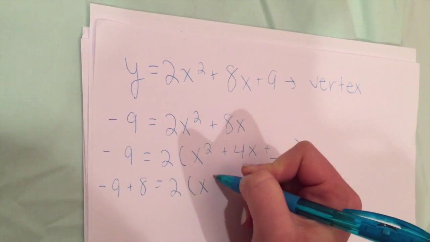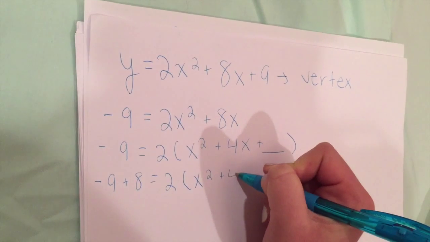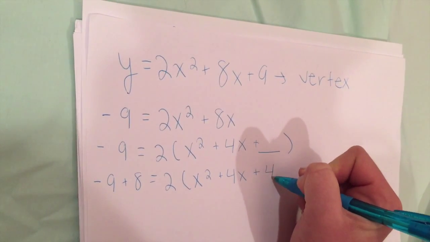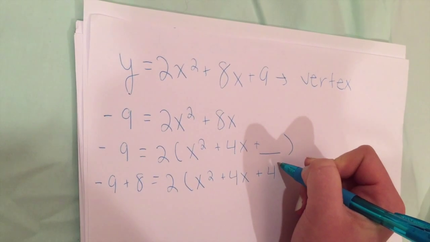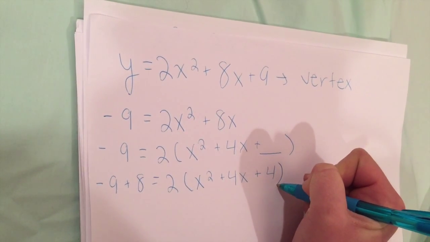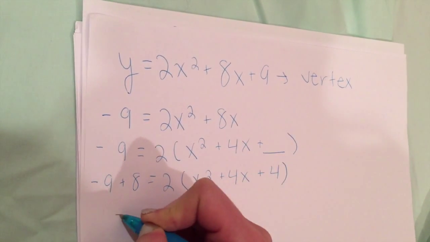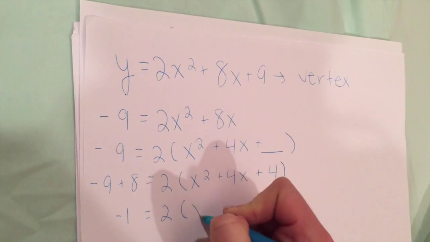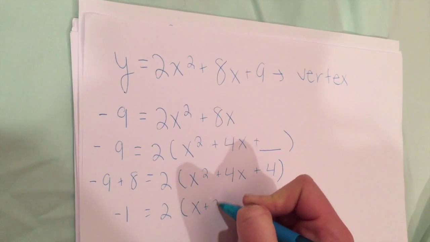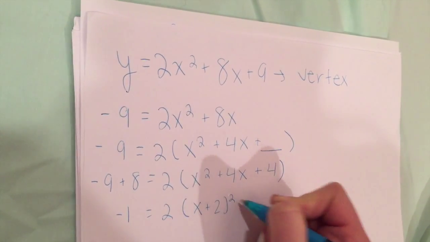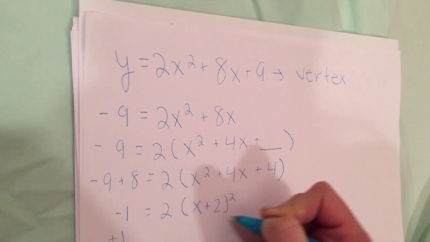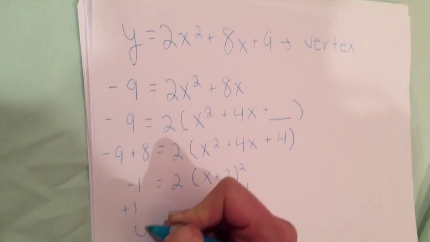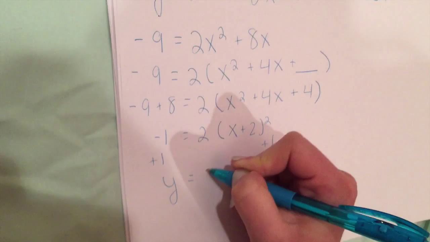To finish completing the square, you have to multiply the 4 by the coefficient of 2, and bring it over to the other side. So now the equation is negative 9 plus 8 equals 2 times (x squared plus 4x plus 4). Negative 9 plus 8 equals negative 1, and x squared plus 4x plus 4 is the perfect square form of (x plus 2) squared. So the equation is now negative 1 equals 2 times (x plus 2) squared. To finish the equation, you have to add 1 to both sides, so y equals 2 times (x plus 2) squared plus 1.